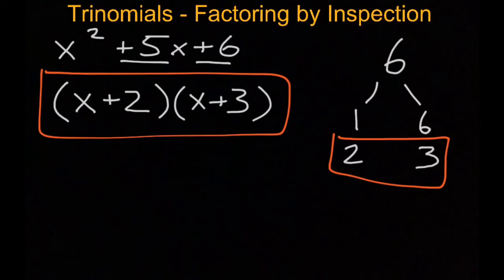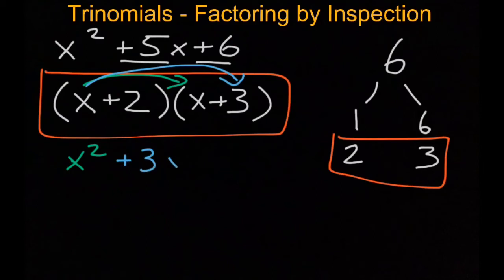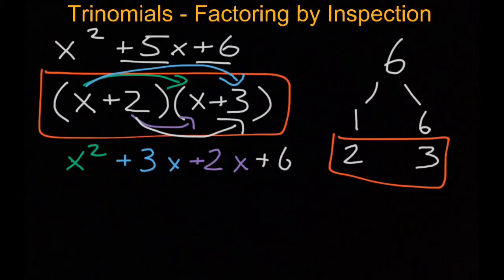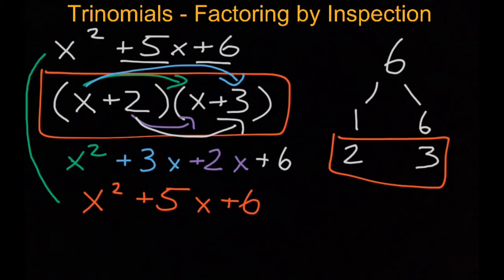So let's check if our answer is right by distributing it. So x times x is simply x squared. x times 3 is 3x. 2 times x is 2x. And 2 times 3 is 6. So if we simplify this down, we're left with x squared plus 5x plus 6, which is the same as what we were given at the start. So we know that our factored answer is correct.